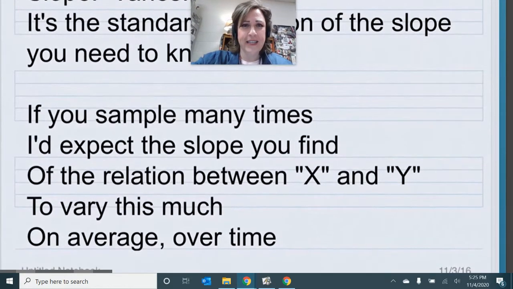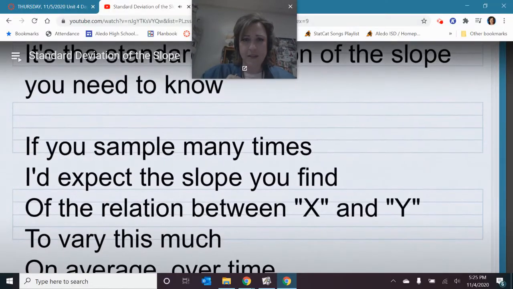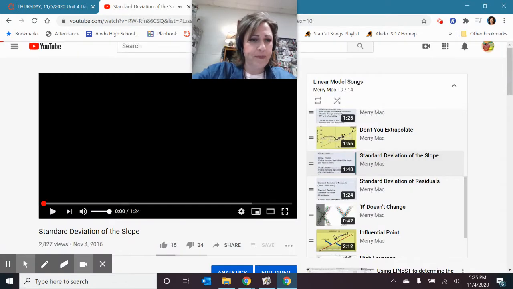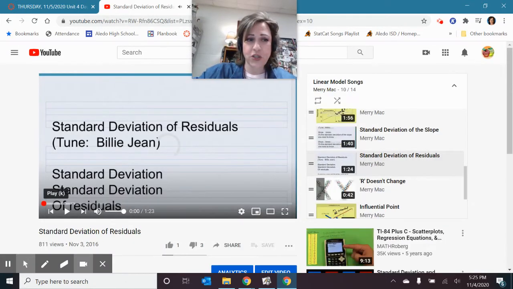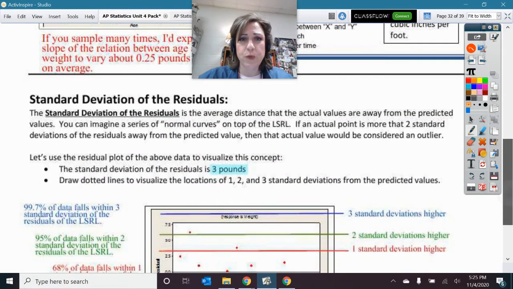Okay, there it is. Okay, there is that one. Now, we'll get to that standard deviation of residuals here in just a second. So, let's move on. Here we go, standard deviation of the residuals.